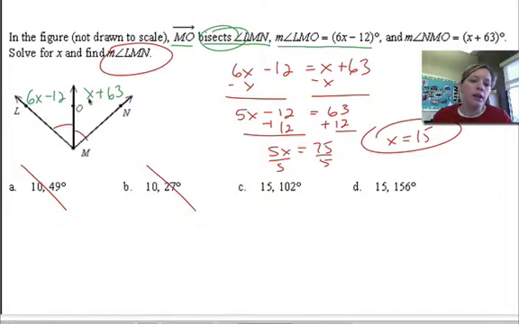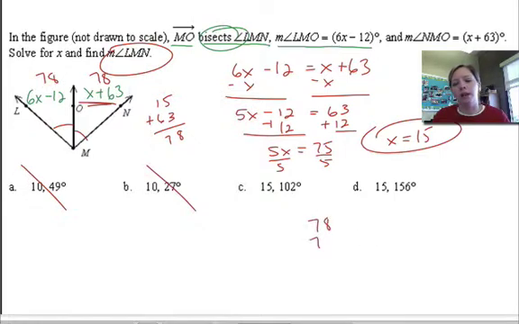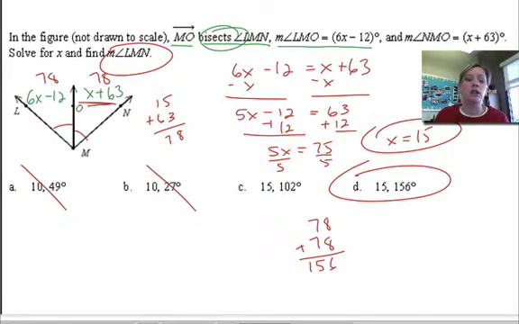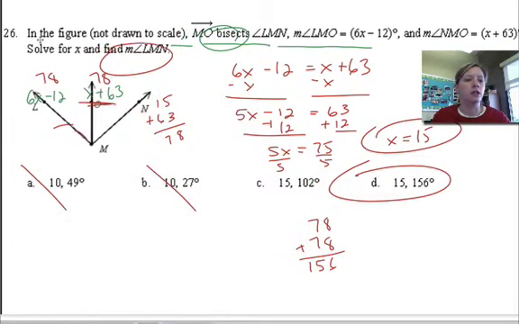Now, when plugging this back in, I chose to plug it into this expression because it was easier. It's just x plus 63. So it's going to be 15 plus 63, which is 78. That means this angle here is 78. That means this angle here is 78. So the whole big angle would be 78 times 2, or 78 plus 78, which is 156. So D has to be the right answer for this one. This was number 26.